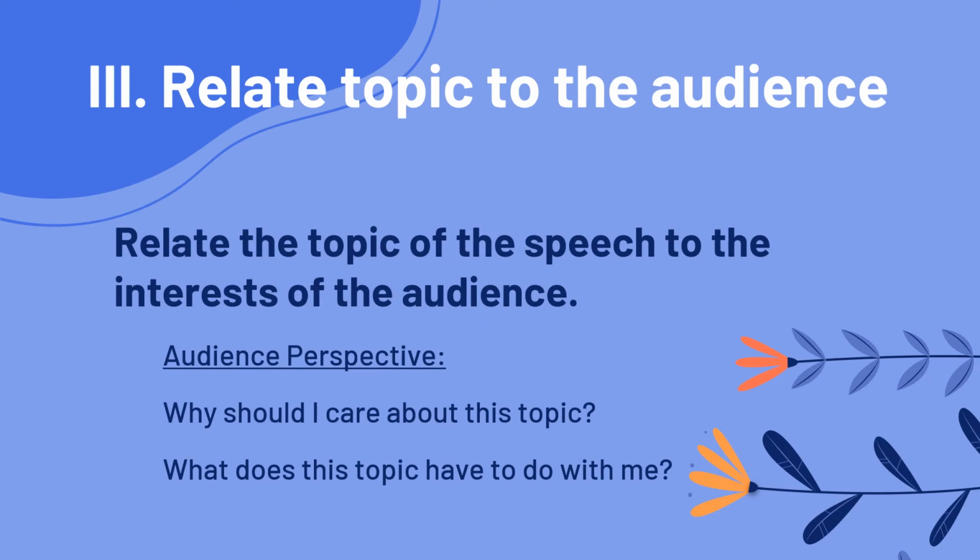After you've established credibility with the audience, the third step is relating the topic to the audience. You don't want the audience to make that connection themselves. Instead, you want to make that connection. So you're going to relate the topic of the speech to the interests of the audience. Remember in chapter 5 how we talked about audience analysis and knowing who your audience is. Imagine that the audience is thinking, why should I care about this topic? Or what does this topic have to do with me?